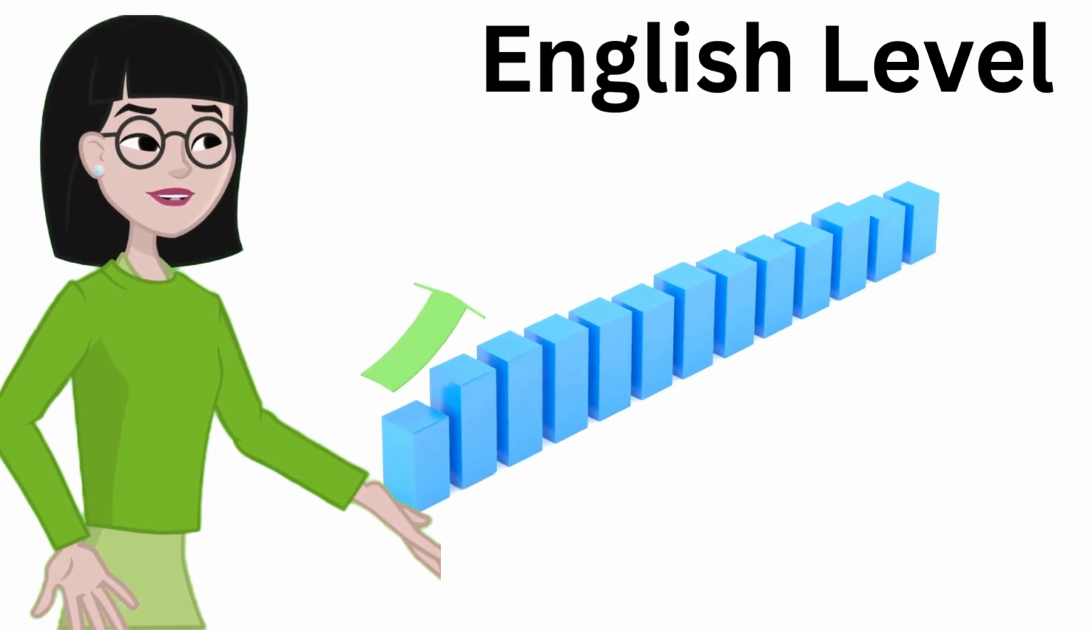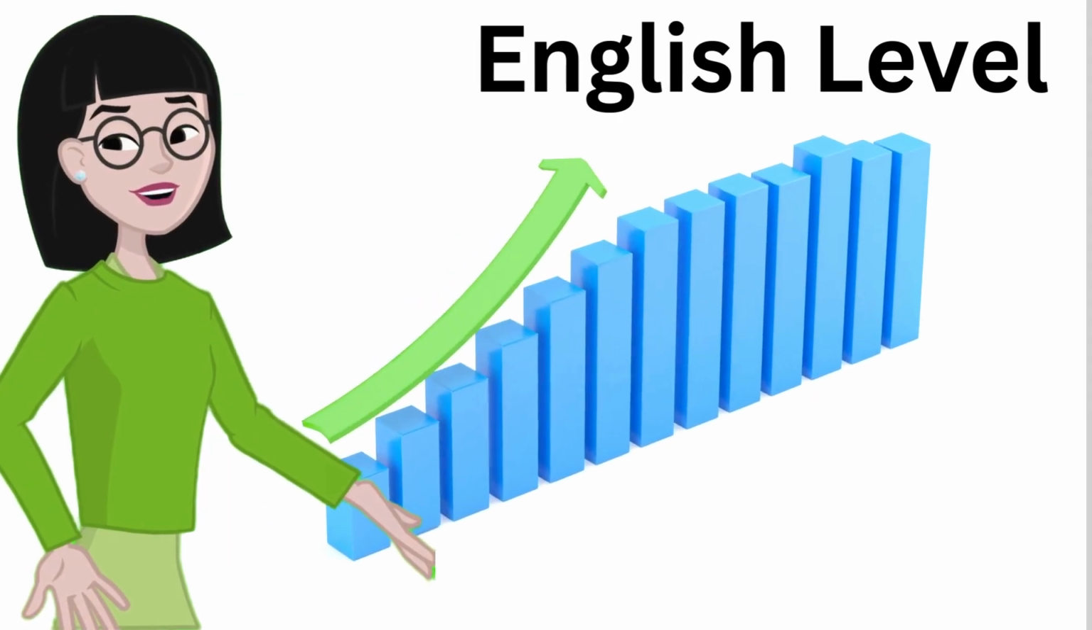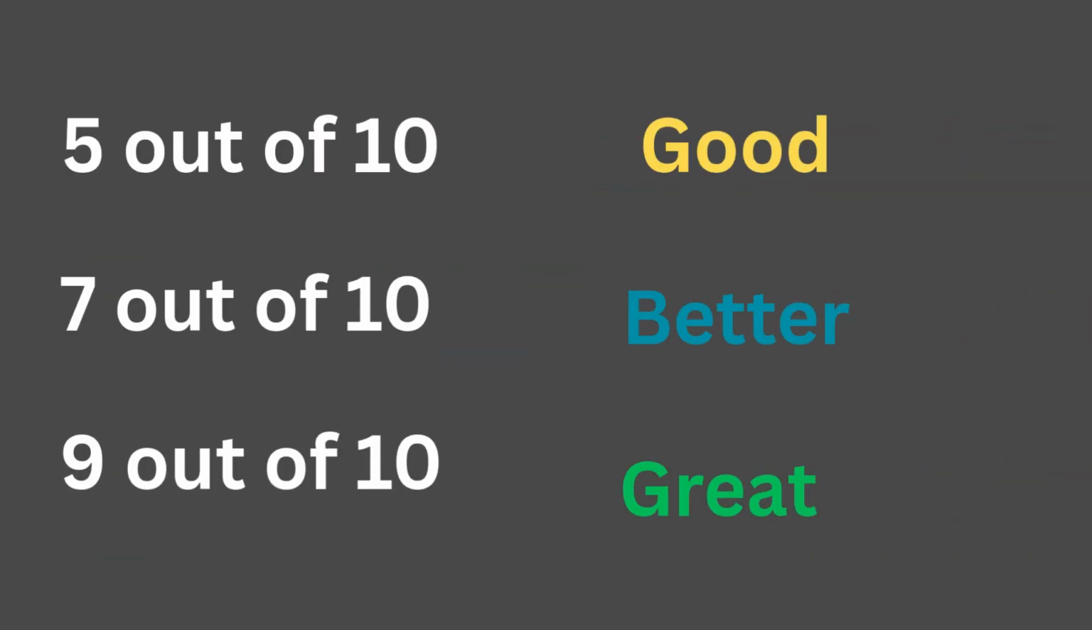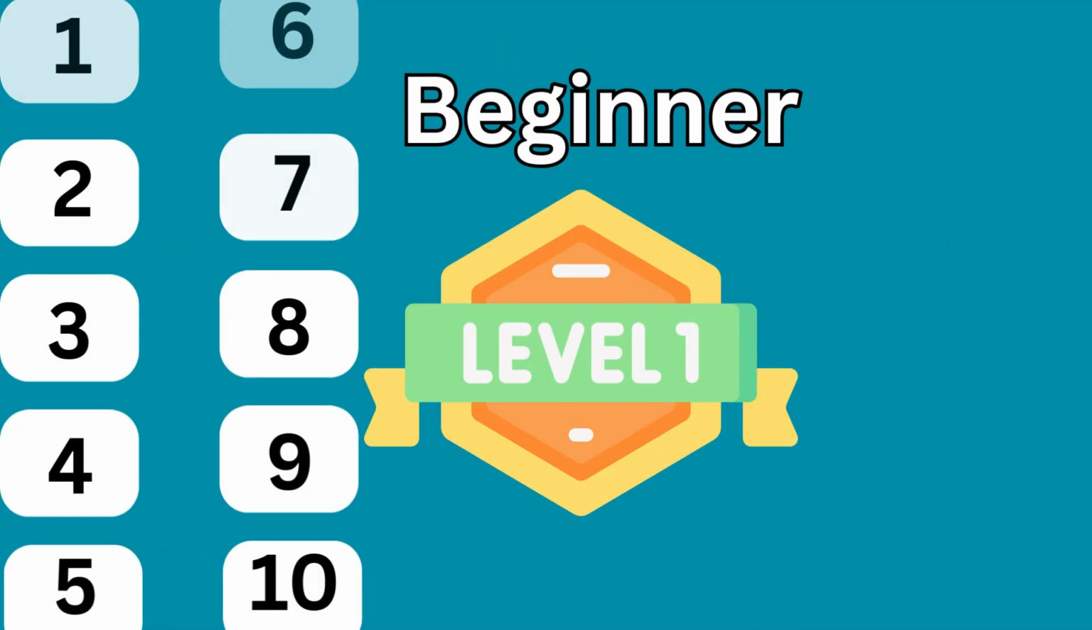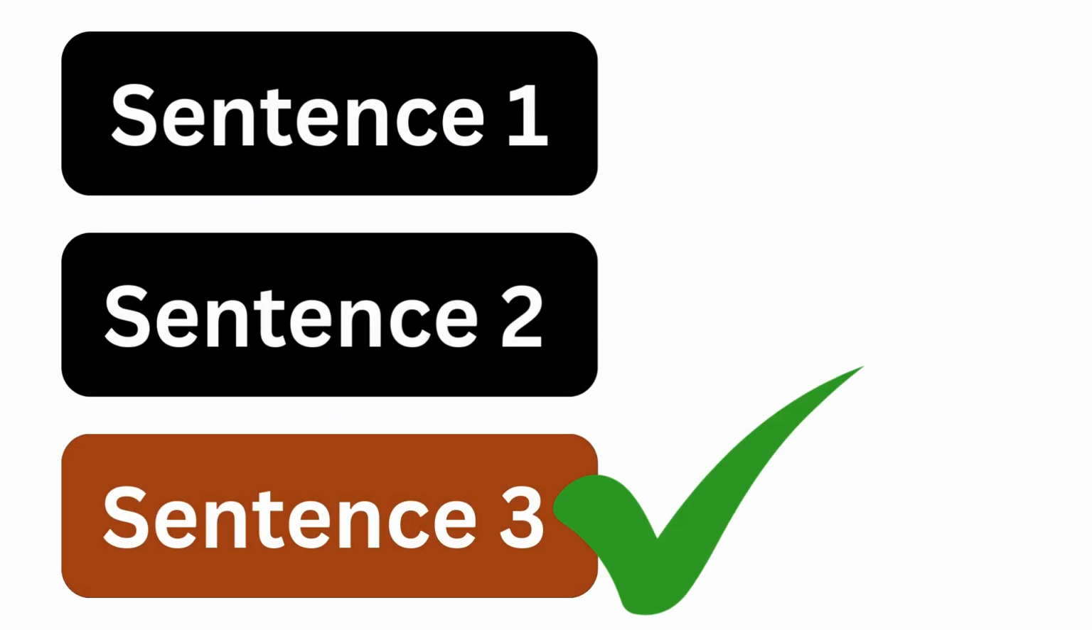What is your English level? Let's find out. I will be asking 20 questions. Keep track of how many you answer correctly, and at the end of this video, you'll know your English level. The first 10 questions are beginner level. There are 3 sentences. Choose the one that uses English correctly within the stipulated time.